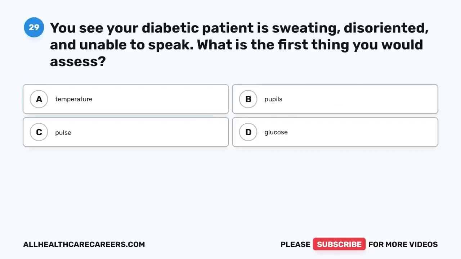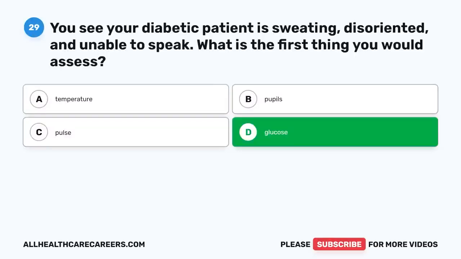Question 29. You see your diabetic patient is sweating, disoriented, and unable to speak. What is the first thing you would assess? A. Temperature. B. Pupils. C. Pulse. D. Glucose. The correct answer is D.